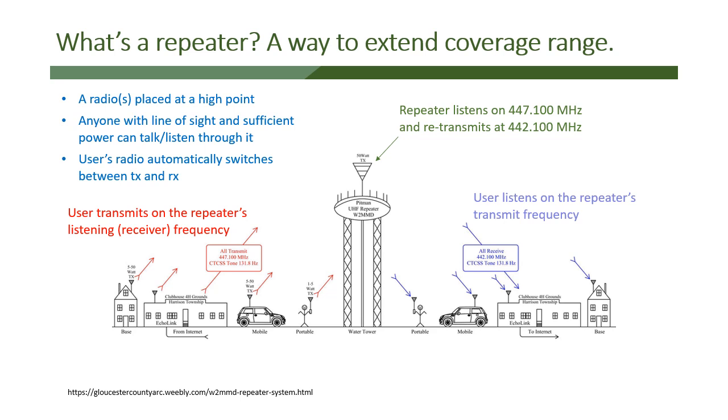The repeater is listening at 447.100, therefore I have to transmit at 447.100. And if I want to listen to what's being retransmitted by the repeater, I have to listen at 442.100. And so that's the idea of how these pairs work. I transmit at the same frequency that the repeater is listening at, and I listen at the same frequency the repeater is transmitting at. And that's what's happening with the repeaters. And so as long as we all have line of sight, we can all hear the repeater.